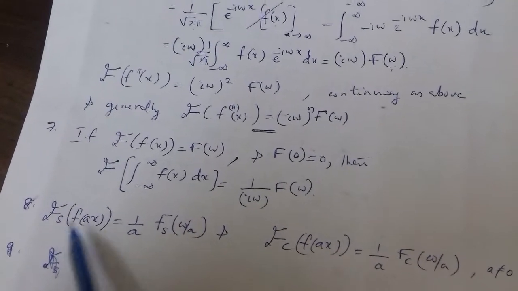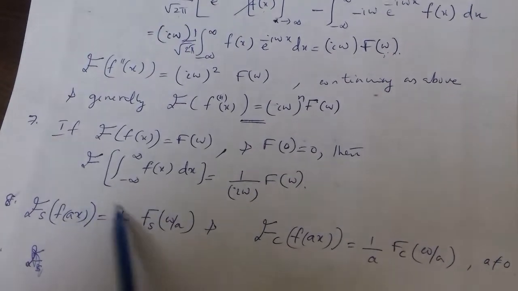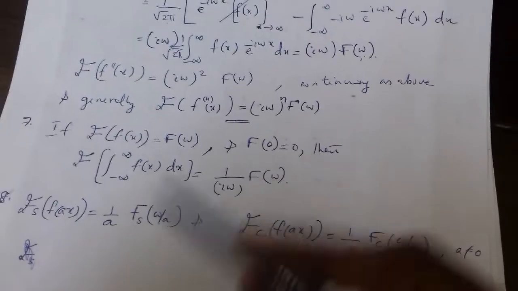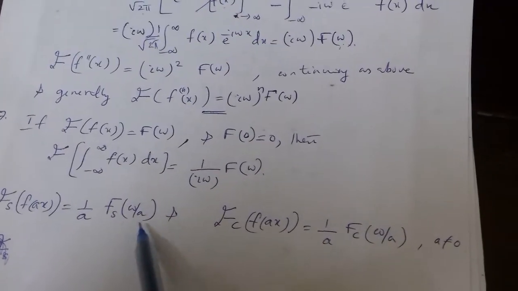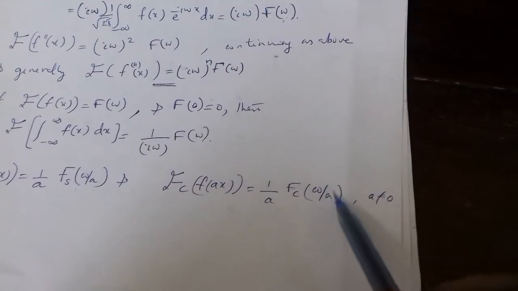Next one, the transform of f of ax. This result holds for the Fourier transform, and it is also for the Fourier sine transform and cosine transform. So similarly we can write and prove it: 1 by a Fs of omega by a, and Fc of f of ax is 1 by a Fc of omega by a.